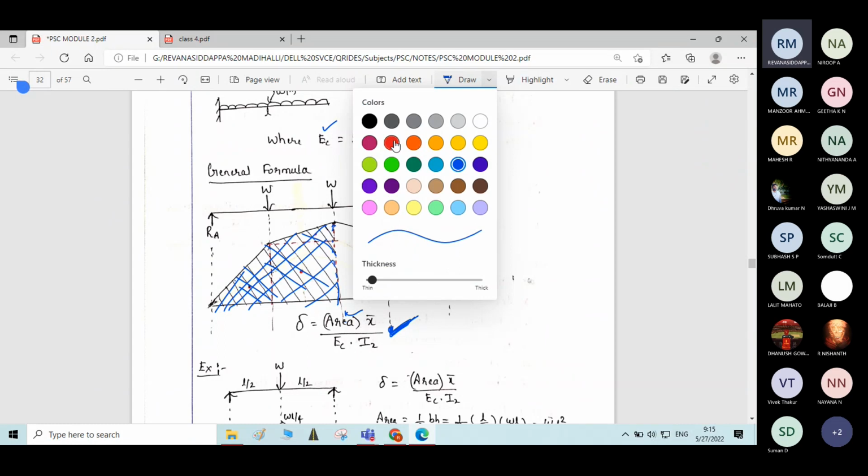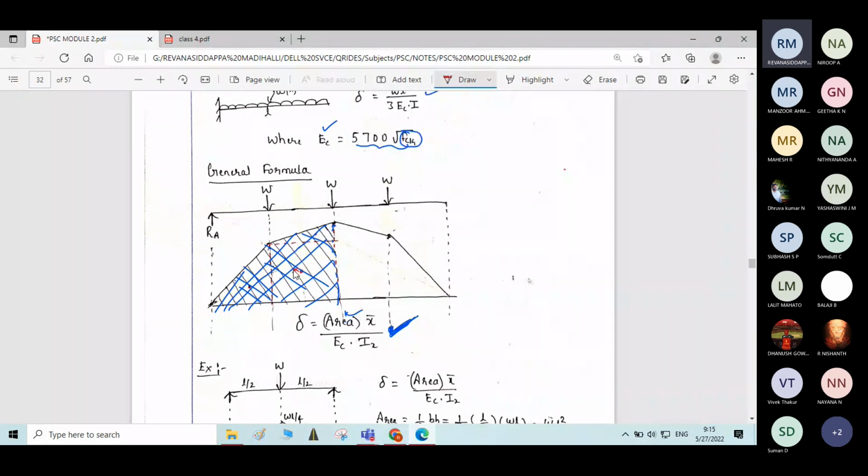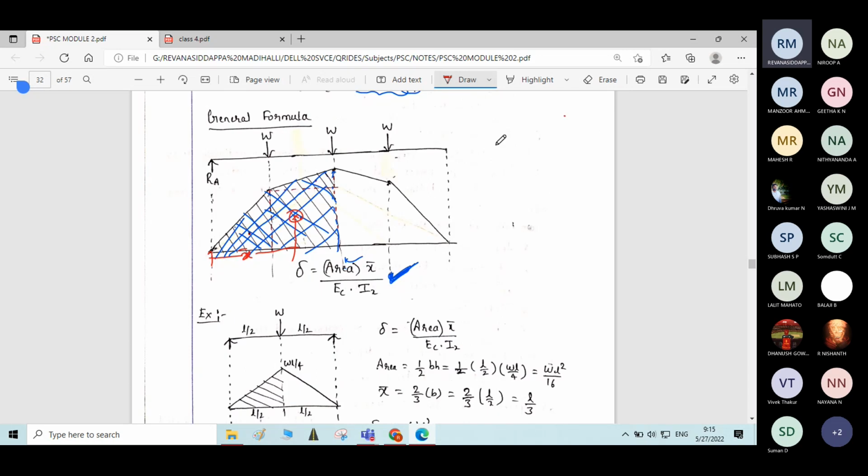X bar is the distance of the centroid of this area from the nearest support. EC is Young's modulus and I is moment of inertia. So you have to find the area of the BMD, and you need to find the expression for x bar, the distance of centroid from the nearest support. Substituting, you will get the required formula. Here I have shown one example.